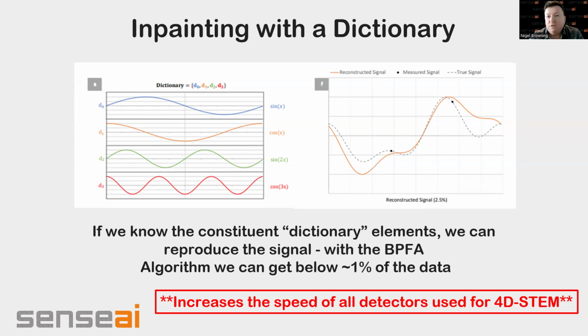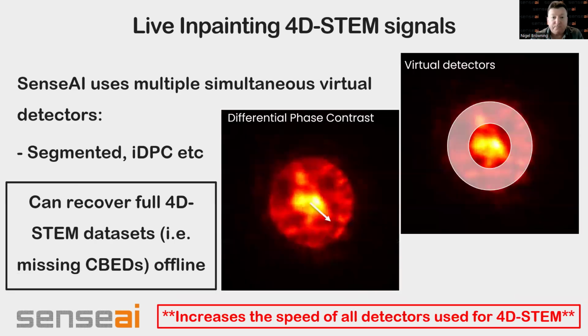And that means that all detectors that we're looking at will be increased in speed by doing it this way. So essentially, if you go into 10% of the data, it doesn't matter what the speed of the detector is, you're going to be 10 times faster. And that means you can use the fastest or the slowest detector and still get a factor of 10 increase in performance or speed of your 4D STEM imaging.